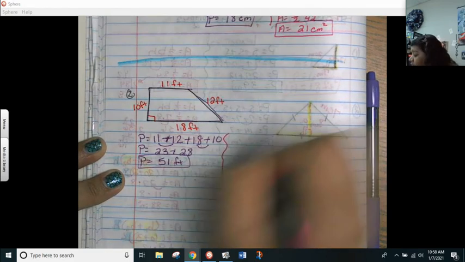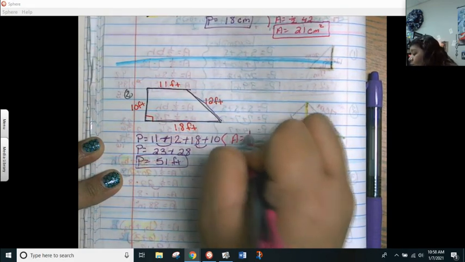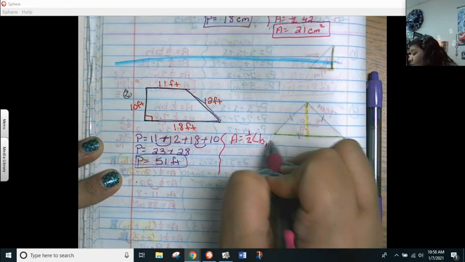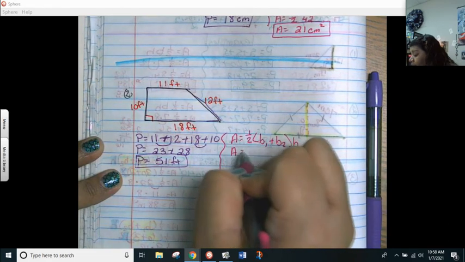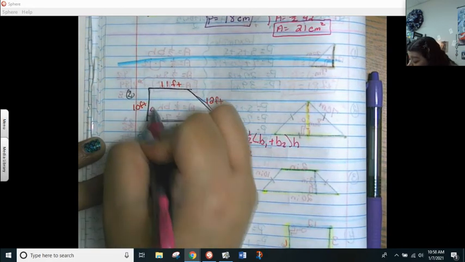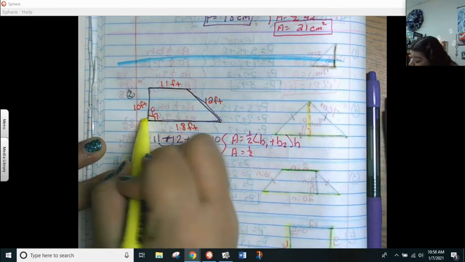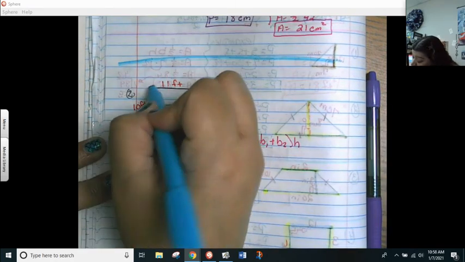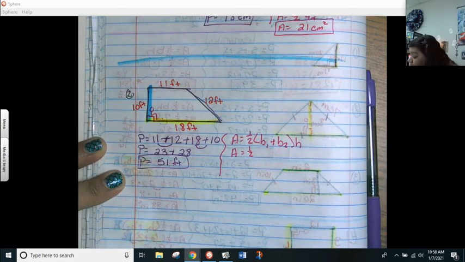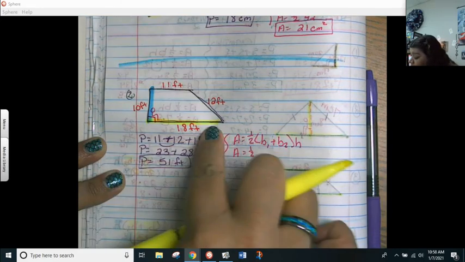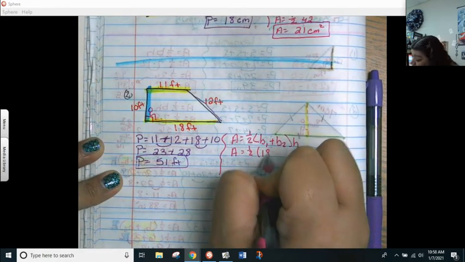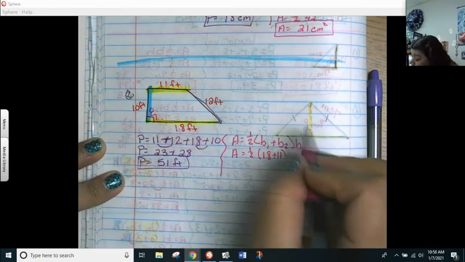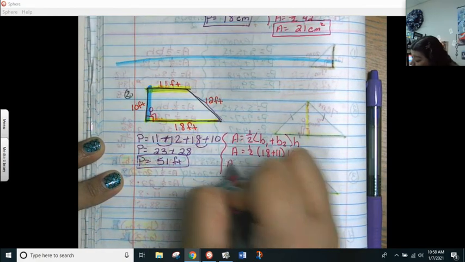Now let's talk about the formula. A equals 1/2 base 1 plus base 2 times the height. All right, let me go searching for my Harry, and I see him here. And he shows me the base is 18 and the height is 10. That's what I see. Now don't forget, I do need 2 of them. So there's the bottom, and right above that one, there's the top. Okay, so let's plug them in. So I have an 18 and an 11, and the height is 10. All right, so let's see what you got.